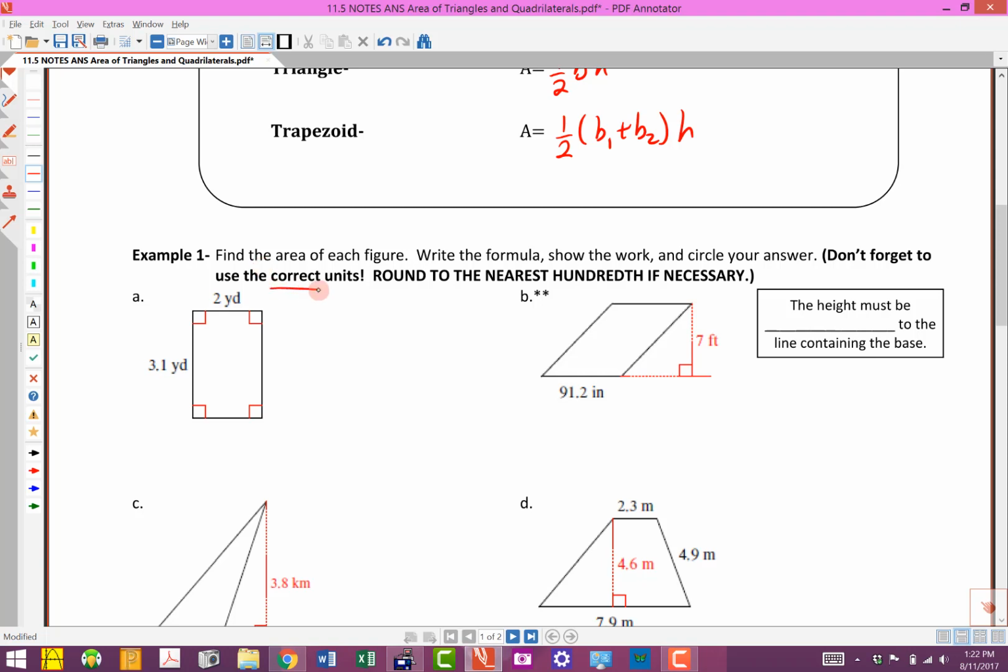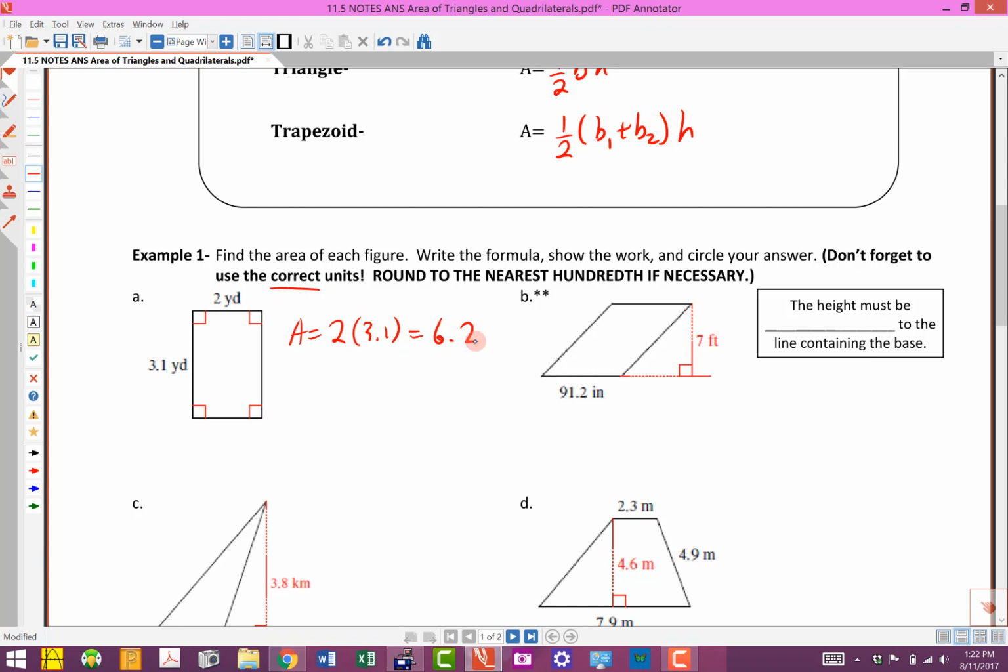Now, this is that question that I was talking about. What type of units are we going to put on the answer? And then we want to round to the nearest hundredth, so two decimal places if we need to. So take a look at this one right here. Even though this isn't there, we could think of that as the base and this is the height. If you wanted to, you could do the base here and the height there. It doesn't really matter because on a rectangle, we're just going to do the area equals the base times the height. I'm going to call that 2 times 3.1. We're going to multiply the two of those together and we end up with 6.2.